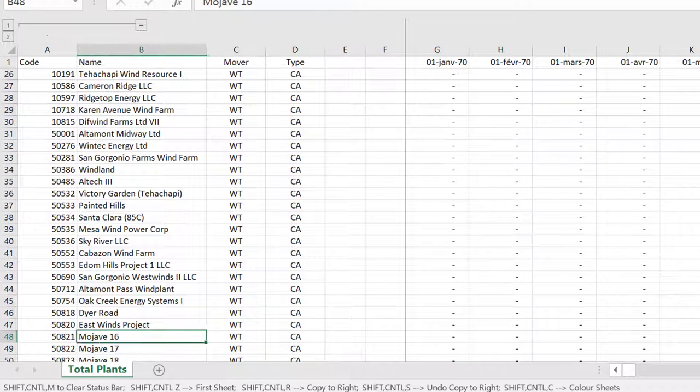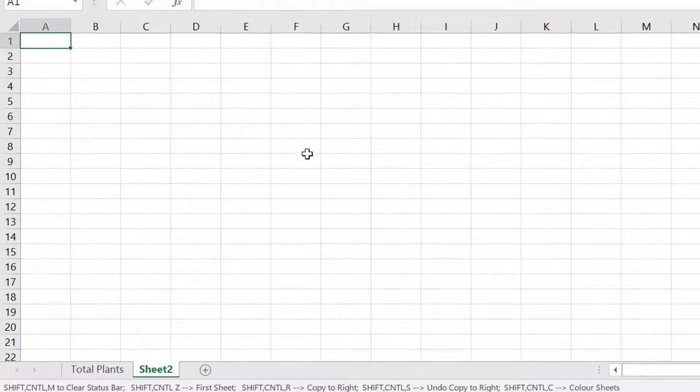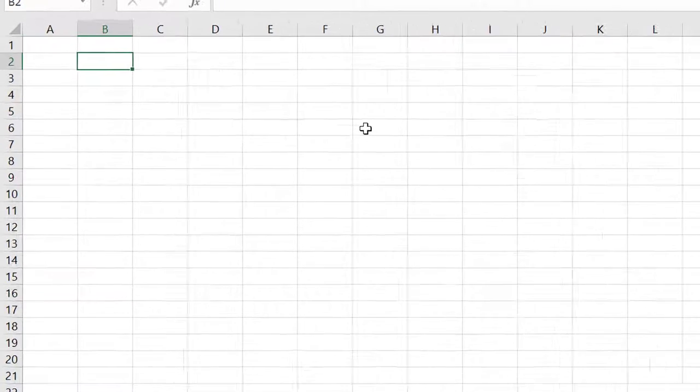So let's just do some of our basic analysis. Now, what we might want to do is, let's first put selected plant.